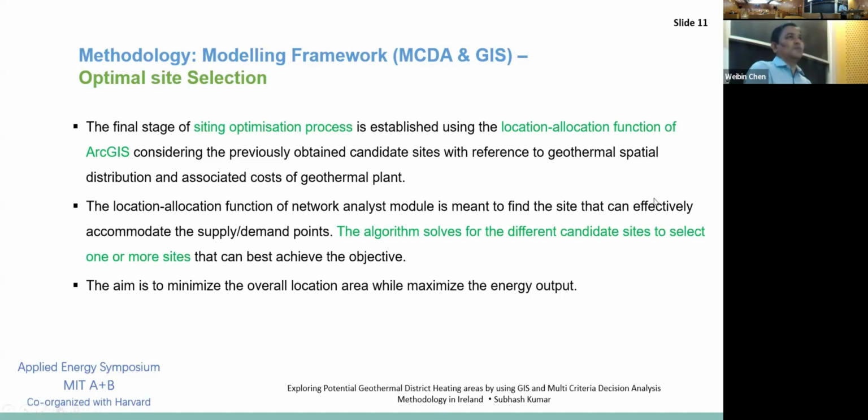Because if the requirement is only for some terawatt hours and we develop big systems, then our heating energy will be lost. So this is a kind of optimization, so that we only generate that amount of energy, and this can be supplied to the areas we are considering.